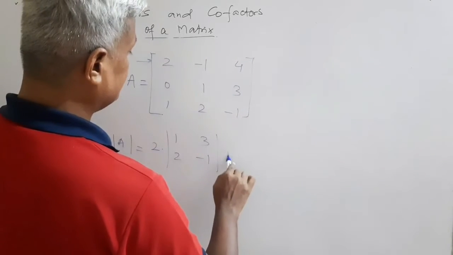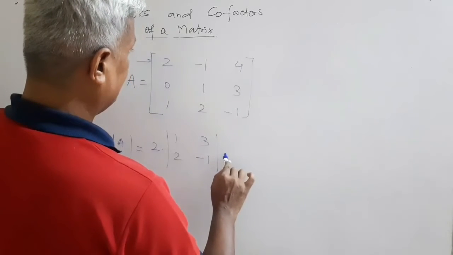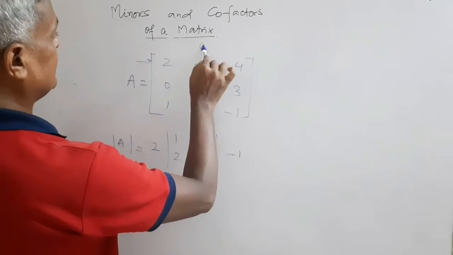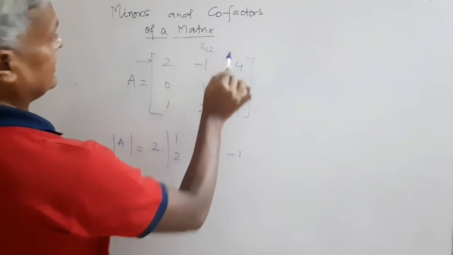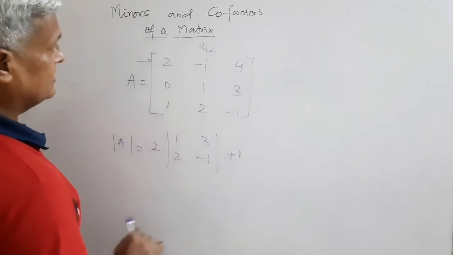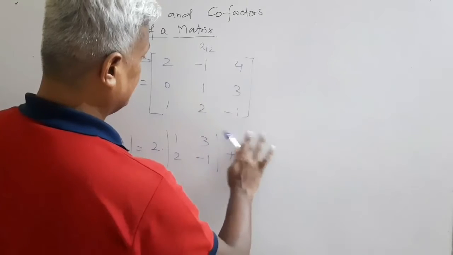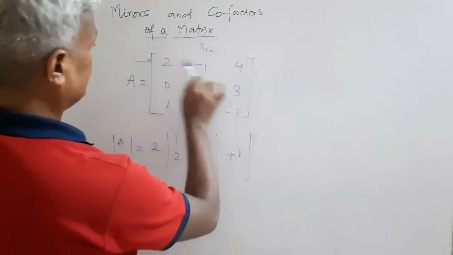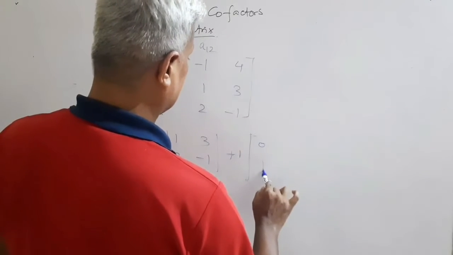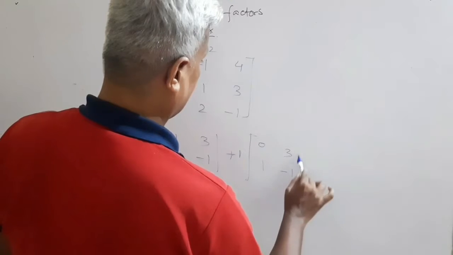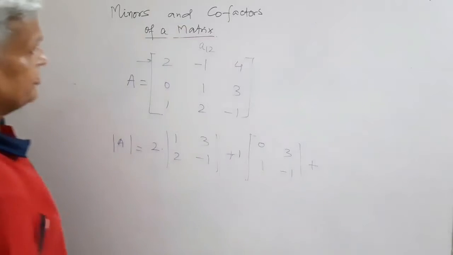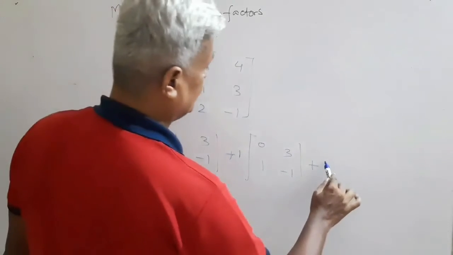And then for this one, minus 1, into the cofactor of the corresponding element. Because this is in the first row, second column, the sum of these two is odd, so it will become negative. So we write plus 1, and then if you cover these, what do you get? 0, 1, 3, minus 1. Sorry, this is not a matrix, this is a determinant. Plus this fourth one, 4.